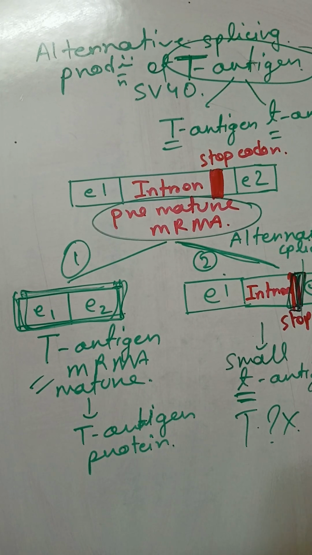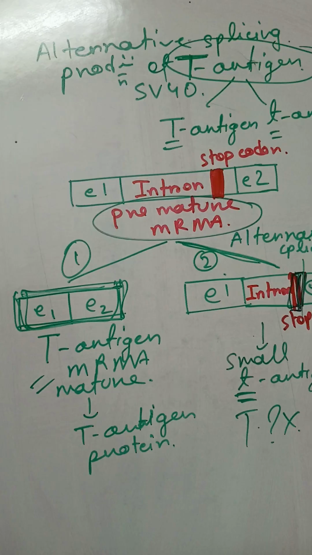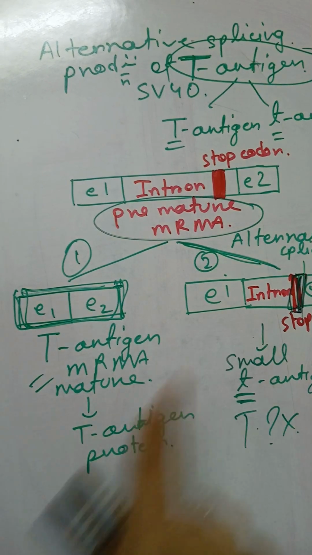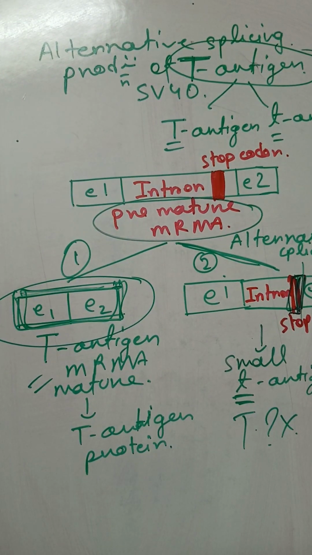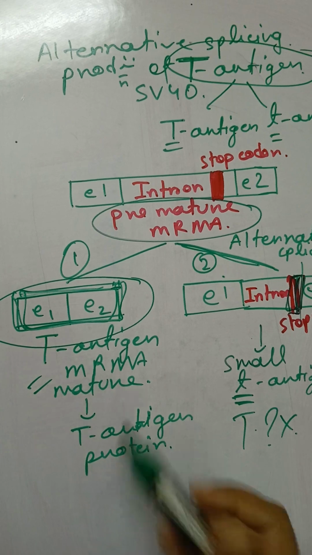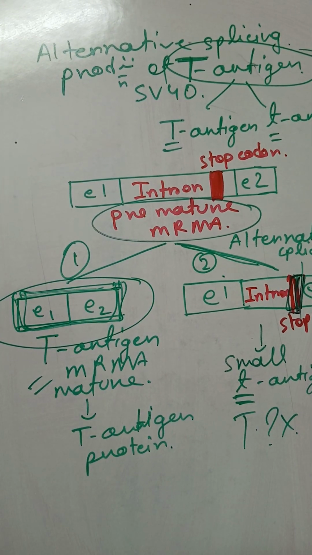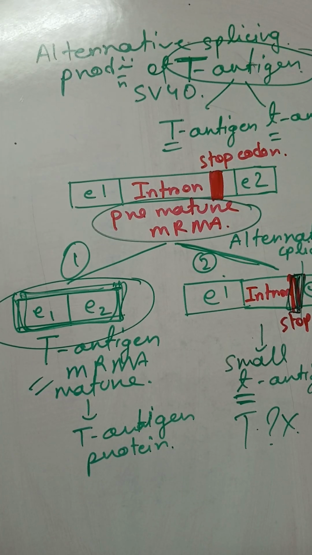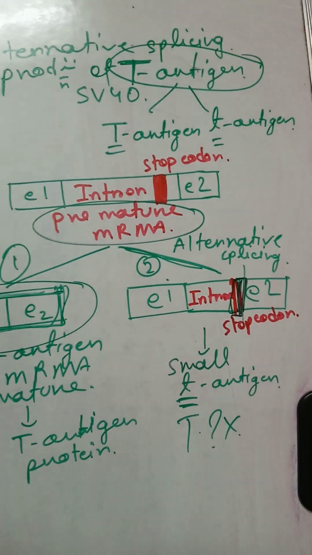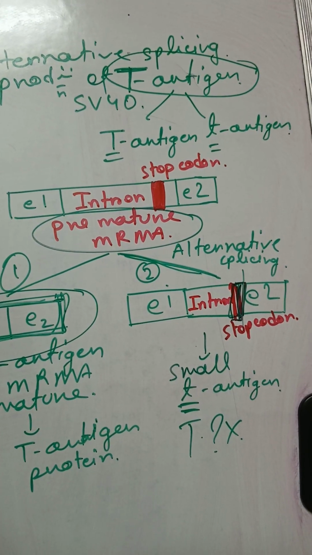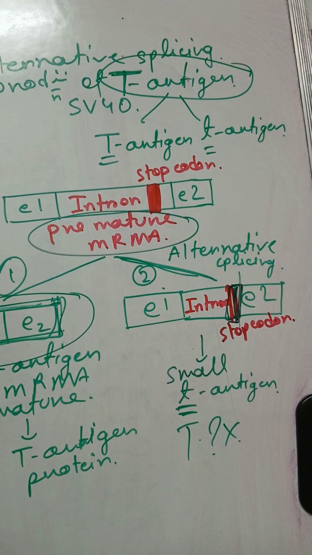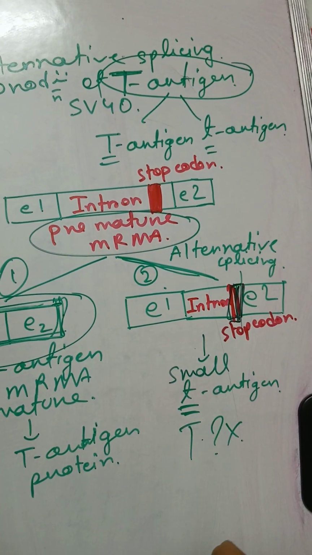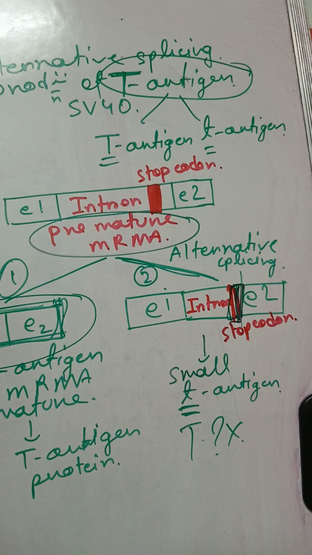Obviously protein translation will be stopped there, and a small sized protein will be produced from this alternatively spliced mature mRNA. That is why, even though the other mature mRNA looks smaller in size, it will give rise to a large sized protein, because it doesn't have this intron portion with the stop codon. This one looks like a very large sized mRNA, and it is, but from the protein synthesis point of view, as it has a stop codon within it, the protein synthesis will cease here and it will produce a very small protein. That is the small T antigen.